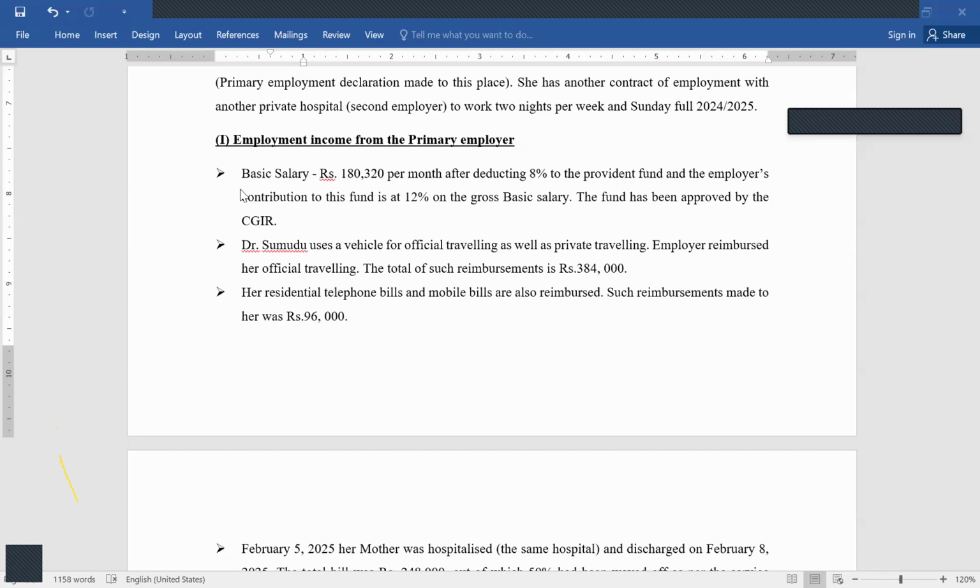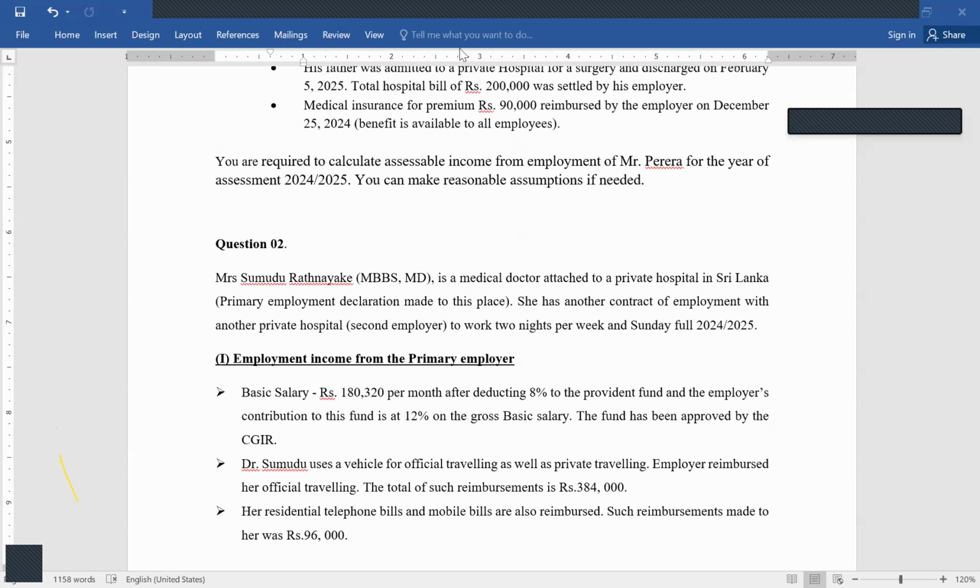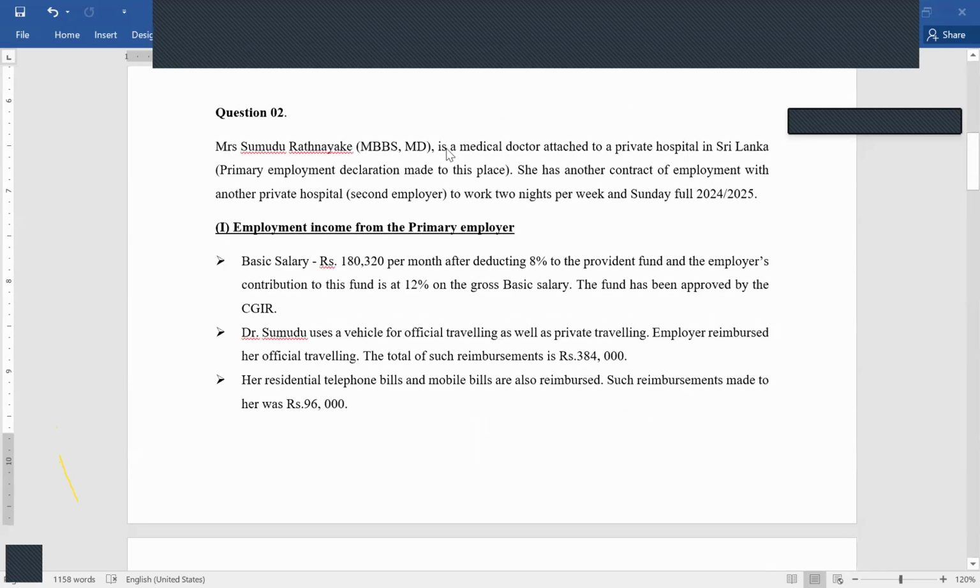You have been given the basic salary after deducting 8%. So 180,320 is the net basic salary, not the gross basic salary. First of all, you should calculate the gross basic salary, then calculate the employer's contribution, and then mention these two figures in the relevant columns. Okay, start the calculation and give me the answers.